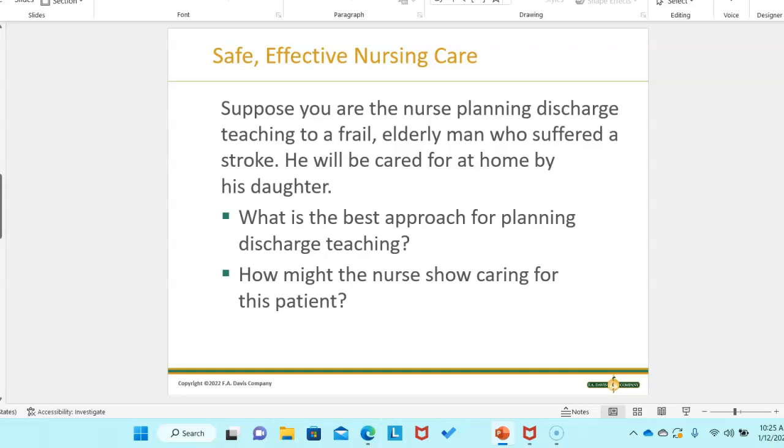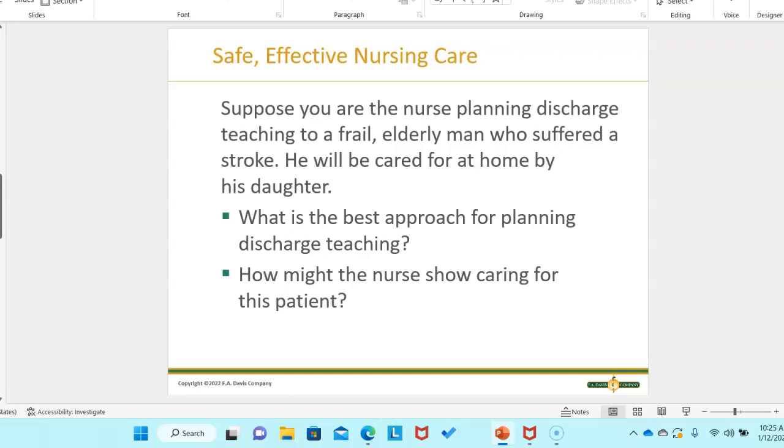Suppose you are the nurse planning discharge teaching to a frail, elderly man who suffered a stroke. He will be cared for at home by his daughter. What is the best approach for planning discharge teaching? How might the nurse show caring for this patient?